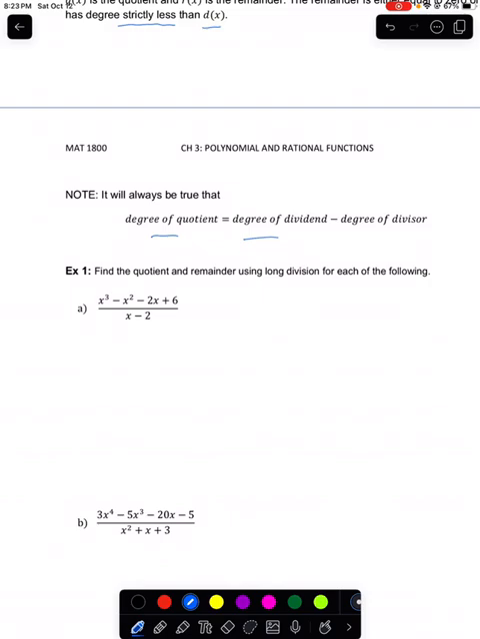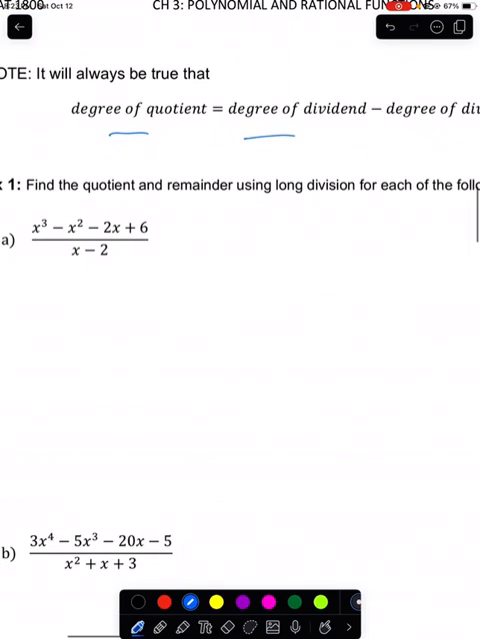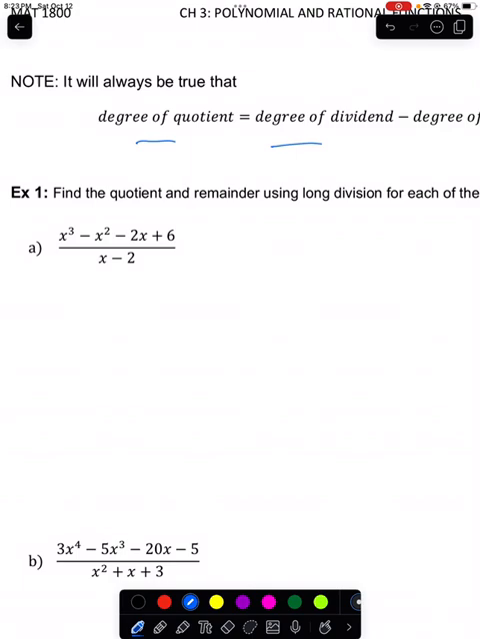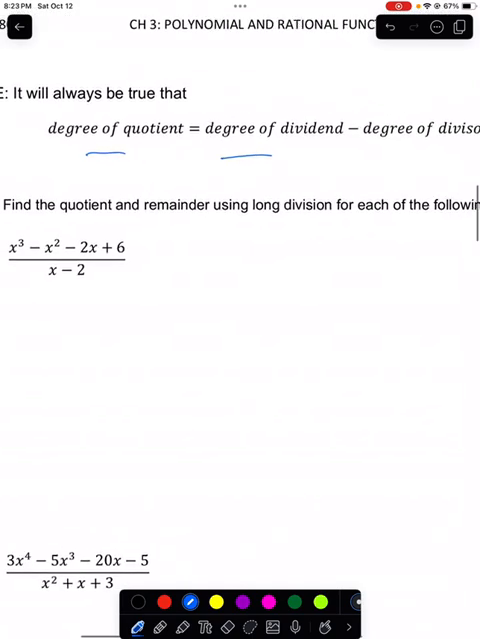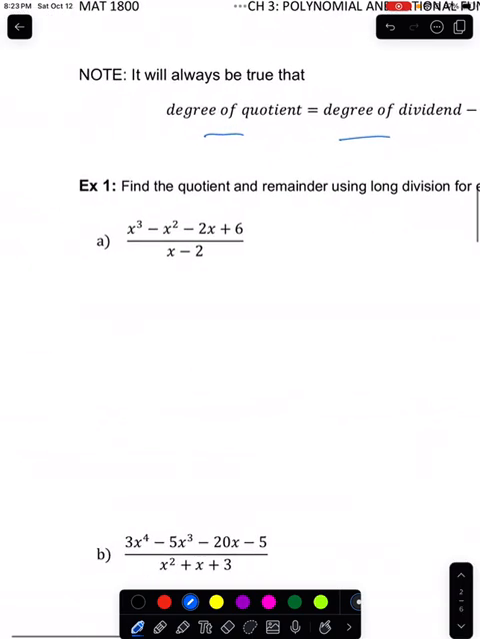So for example, looking at the next problem, it's example 1. Find the quotient and remainder using long division for each of the following. So here the degree of the numerator is 3 and the degree of the denominator is 1. So 3 minus 1 is 2. So the quotient will have a degree of 2. So how do we find that?